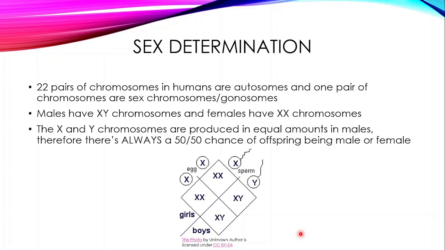If they tell you that there's a family, the parents had 3 girls and 1 boy, and they tell you that they're having another child, what is the chance that the child is female? Always 50%. It's not more now because they've had more girls than boys. It will always be 50%.